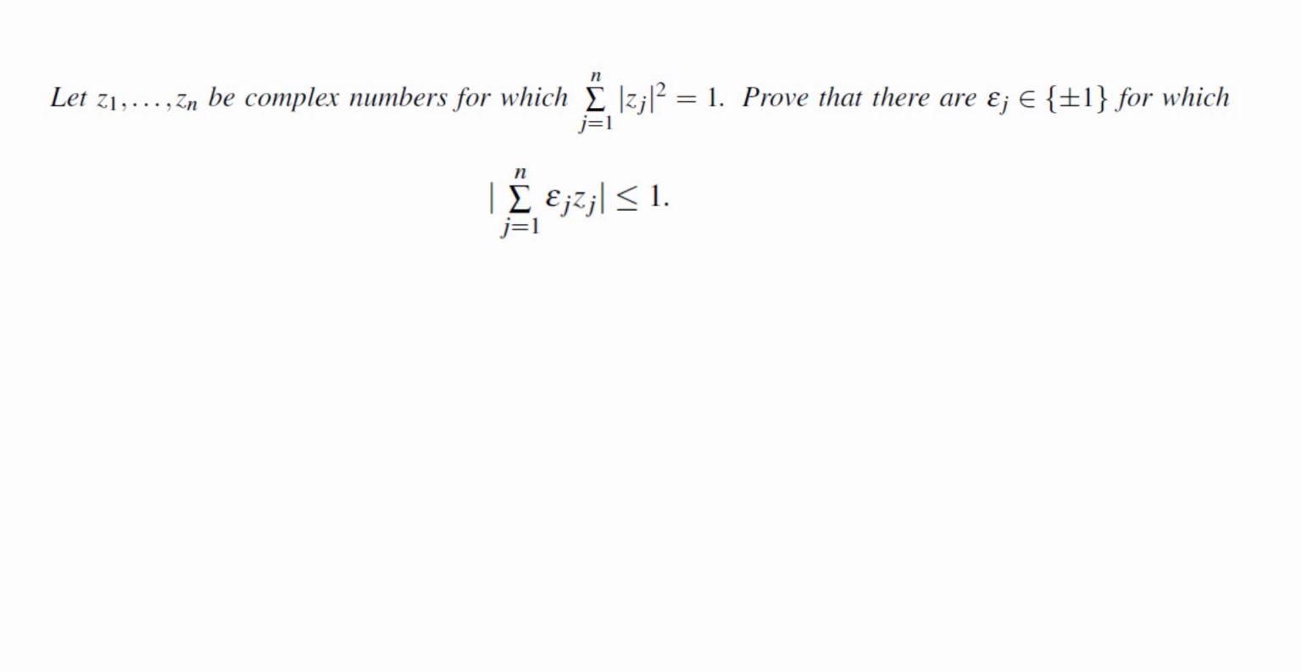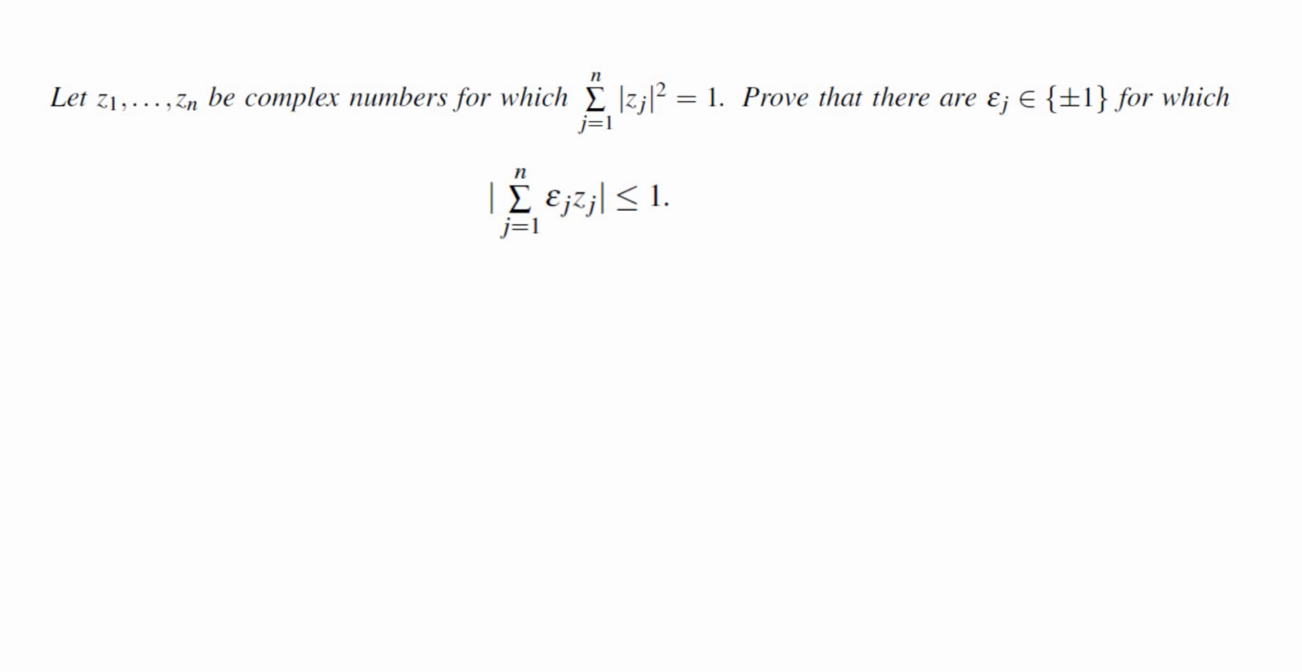Hello, in this video we're going to go over a problem on complex numbers. The problem is asking us to prove that for complex numbers z1 through zn satisfying the sum of the absolute values squared equals 1, there are epsilon j's from the set plus or minus 1 for which the absolute value of the sum of the epsilon j zj is less than or equal to 1.